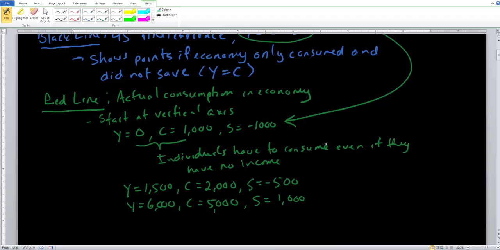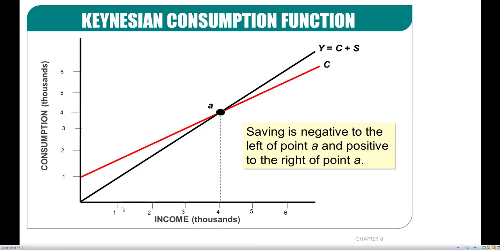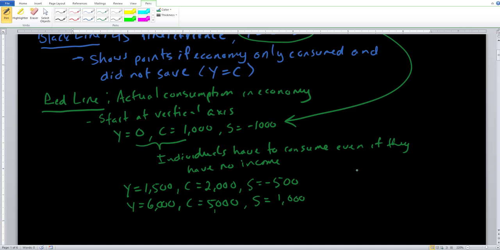The second thing that we want to go ahead and note is what type of relationship do we have when income increases? Remember that on this black line, there was a one-to-one relationship. So if we increase income by 1,000, consumption increased by 1,000. And that follows all the way down the black line. But do we see the same relationship with our red line? And the answer is no. When we increase income right here by 1,500, did consumption increase by 1,500? No, it didn't. It only increased by 1,000.